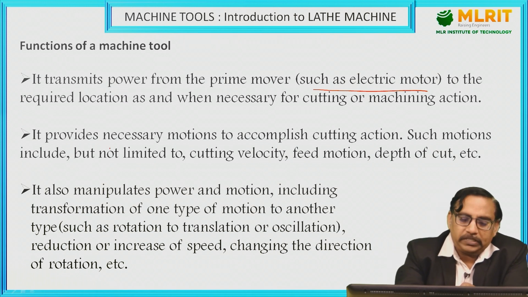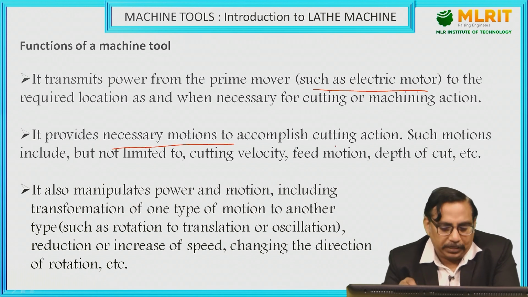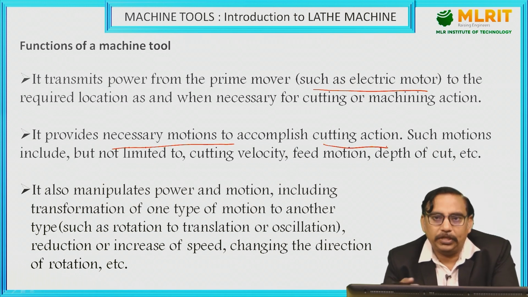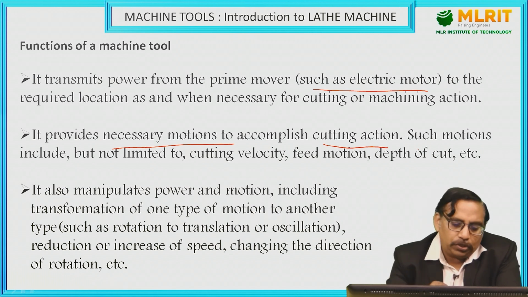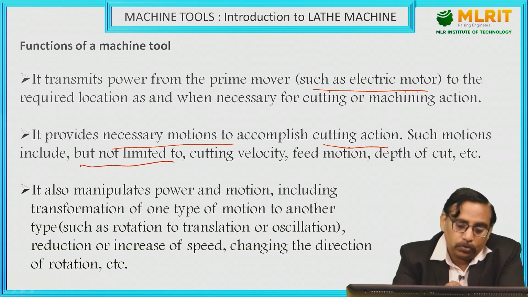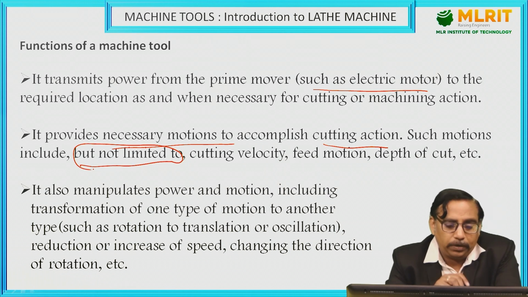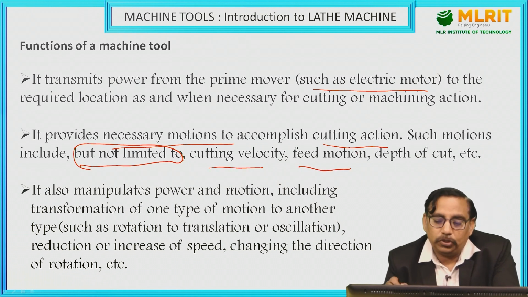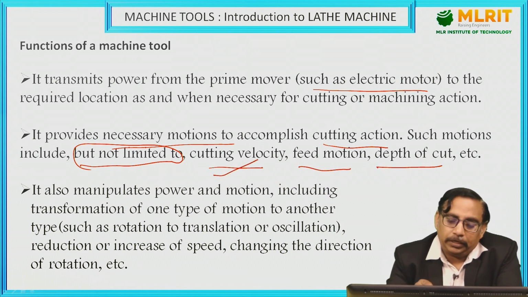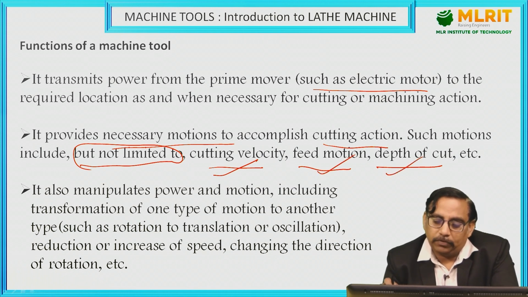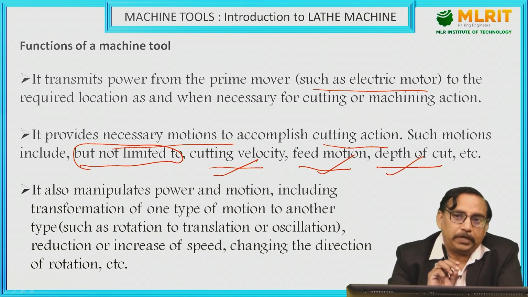So it provides necessary motions to accomplish cutting action. Cutting action in the sense it is shearing action, right? So these motions include but are not limited to, mind this, cutting velocity, feed motion and depth of cut. But these three, that is cutting velocity, feed motion and depth of cut, are the main parameters for any machining.